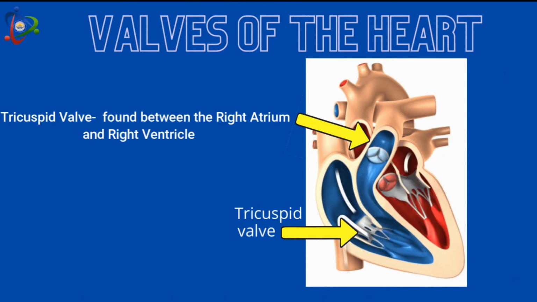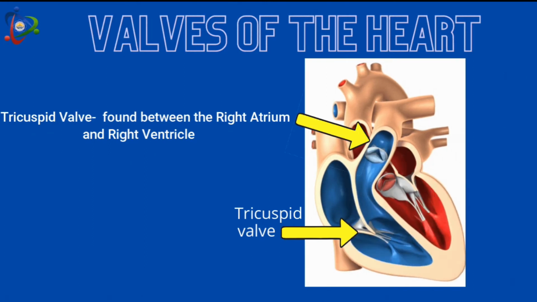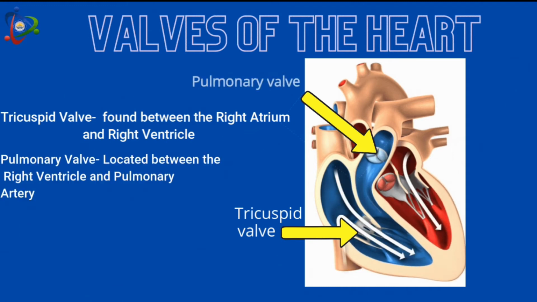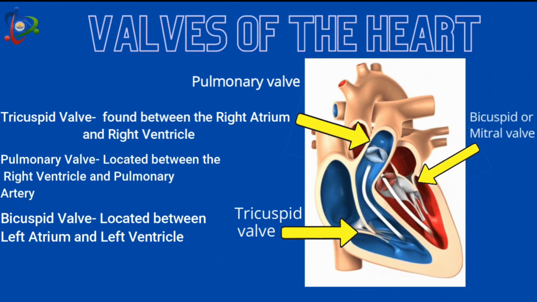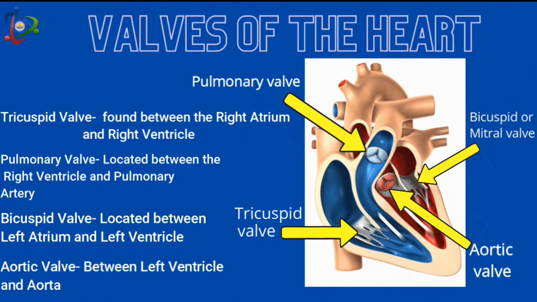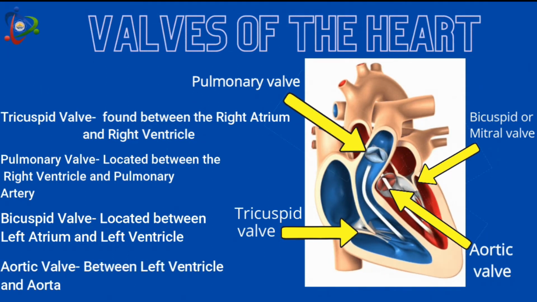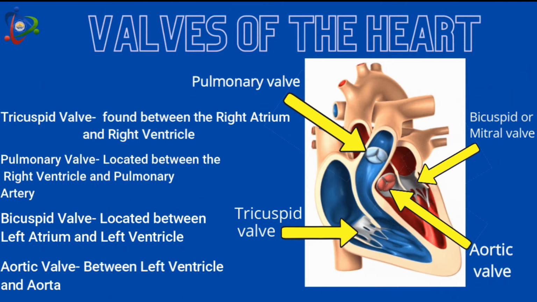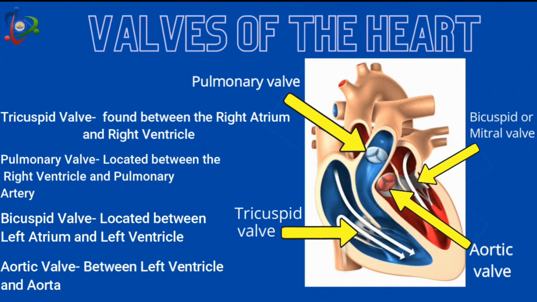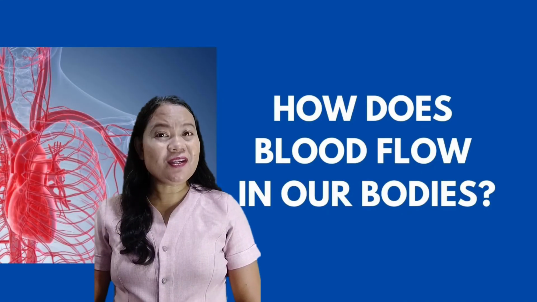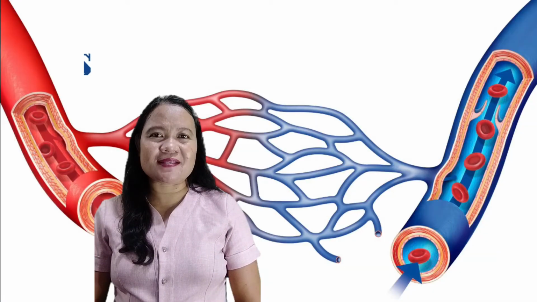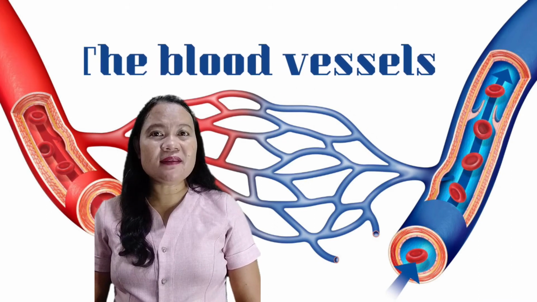The pulmonary valve is located between the right ventricle and the pulmonary artery. Between the left atrium and left ventricle is the bicuspid or mitral valve. The aortic valve is found between the left ventricle and the aorta. How do you think blood flows in our bodies? That is the job of our blood vessels.